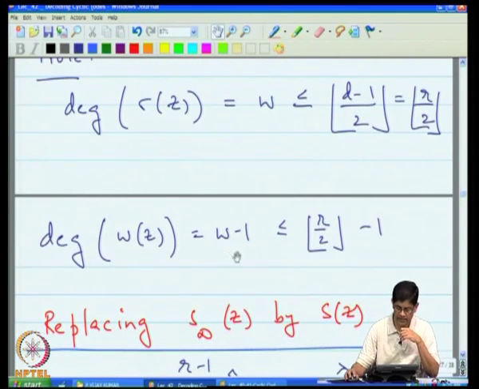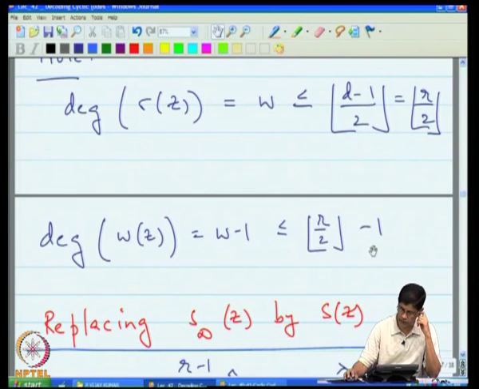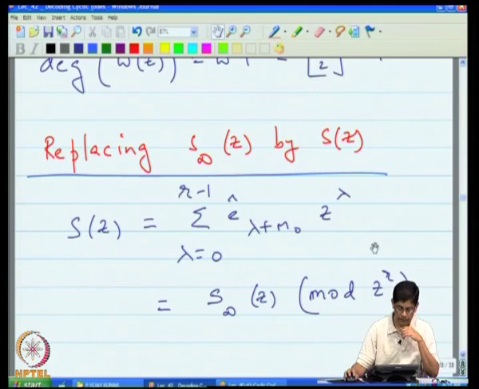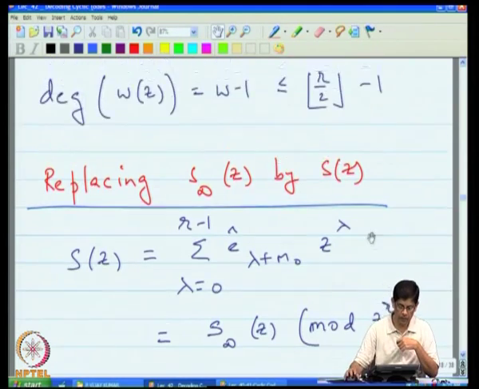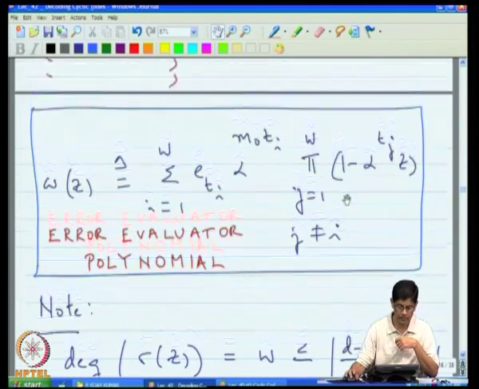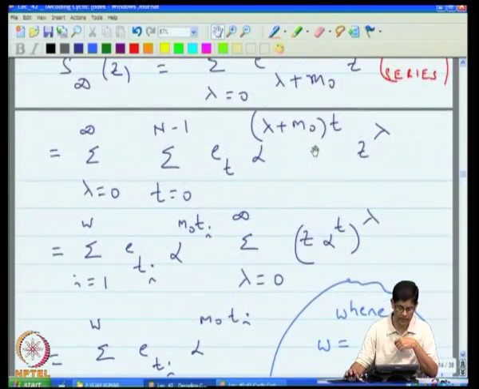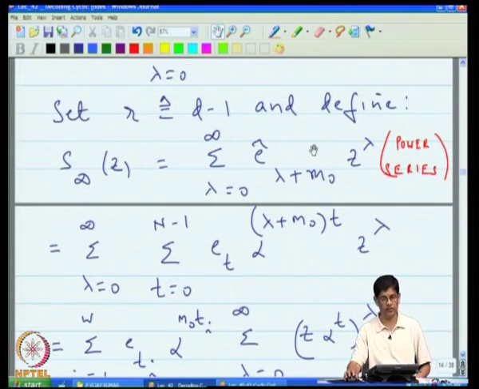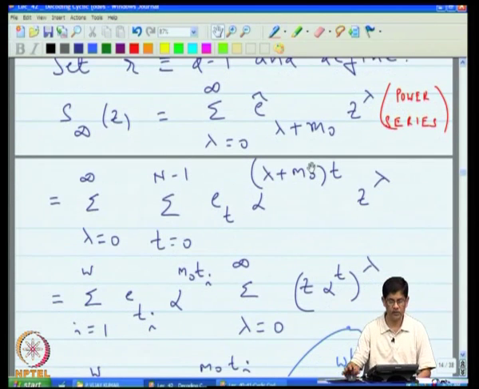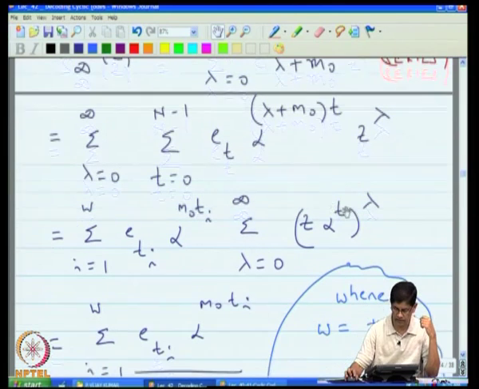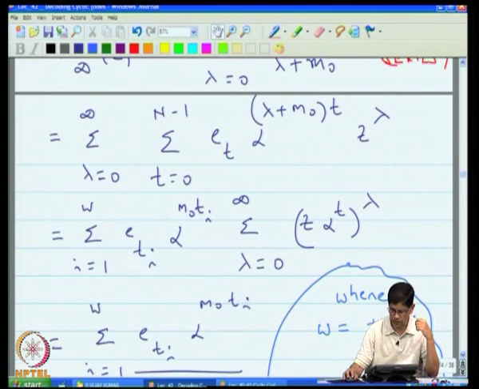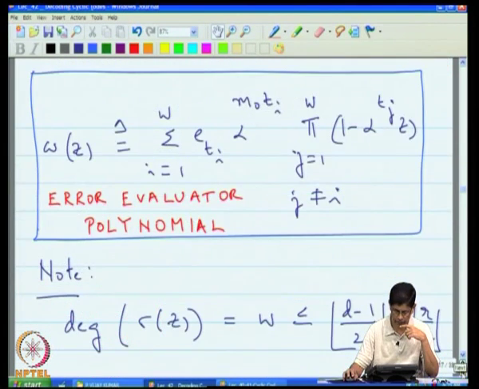And the degree of omega z is 1 minus this, so it is given by this expression. Okay, so now all of this is in terms of S infinity of z, but on the other hand I just pointed out that I do not have access to S infinity of z. So you might ask, well, what is the use of this if you do not know what S infinity of z is? Well, that is true, but here is what we can do.